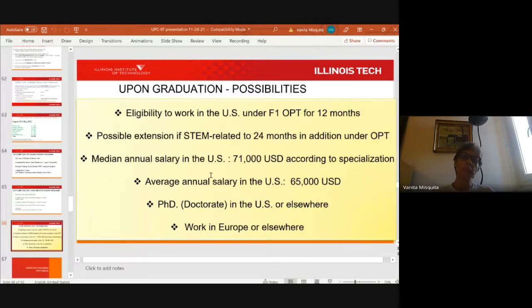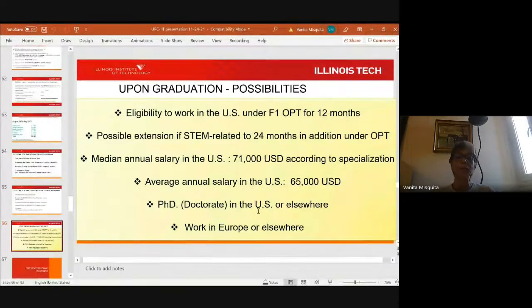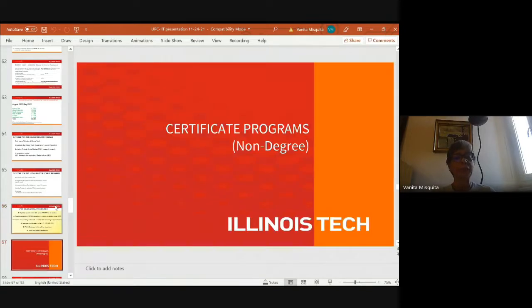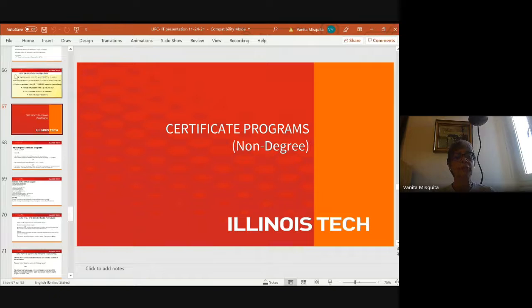If you're not interested in work, you like research, you can do what that student Larissa did, continue for a PhD either at Illinois Tech or another university in the US or elsewhere, or you can decide to return home to Spain or work in Europe or anywhere in the world. The US degree is recognized all over the world. So that's the end of the double degree program.